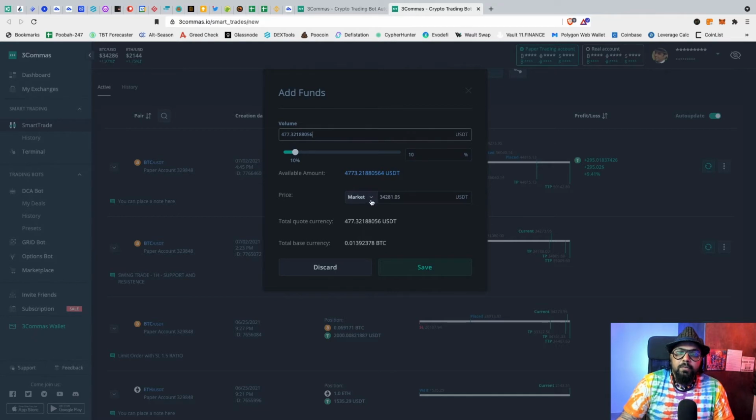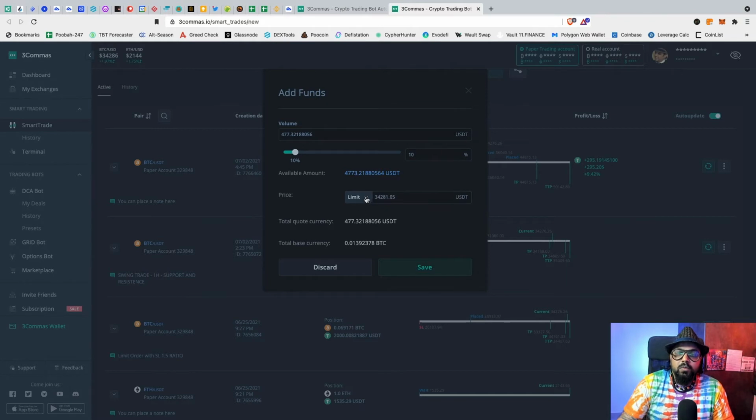Then you have the options of market. Market meaning you are going to add funds right there at the current price, and limit where you put in a price where you would like to add funds. I would recommend always go for limit, never go for market, because to get a better option.